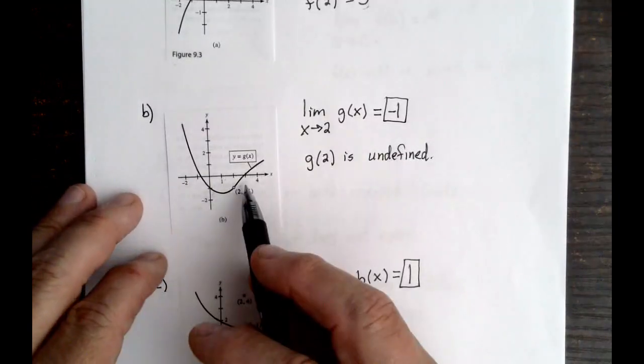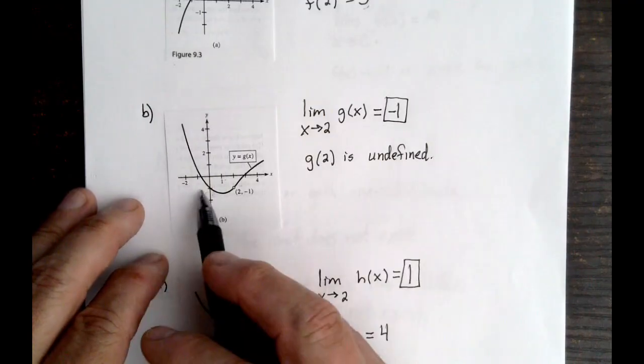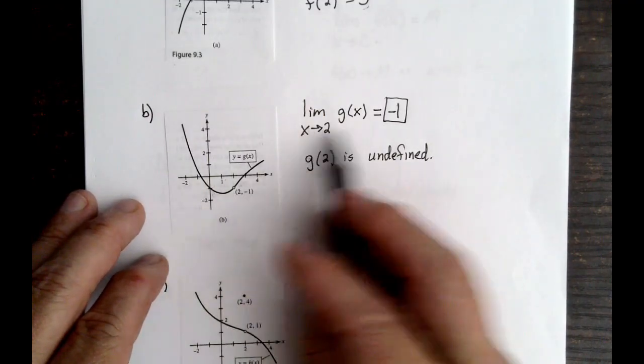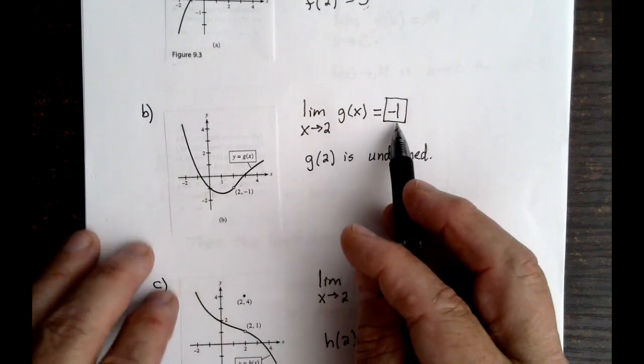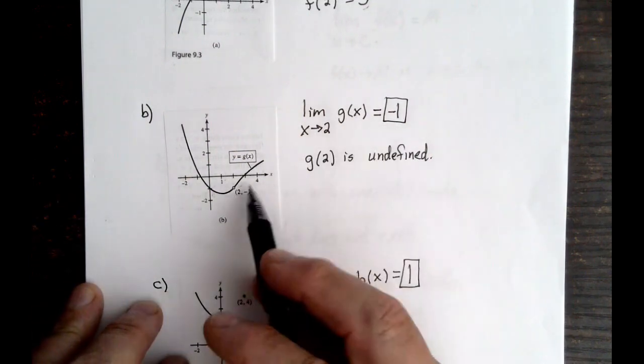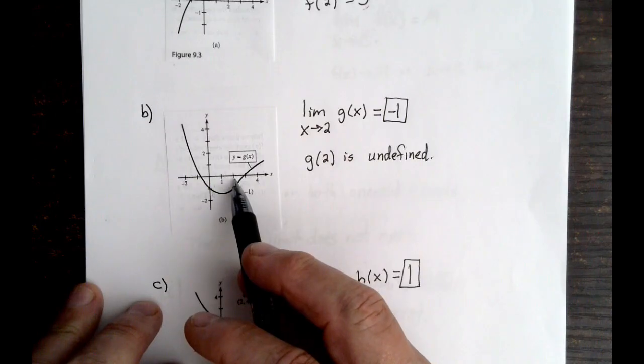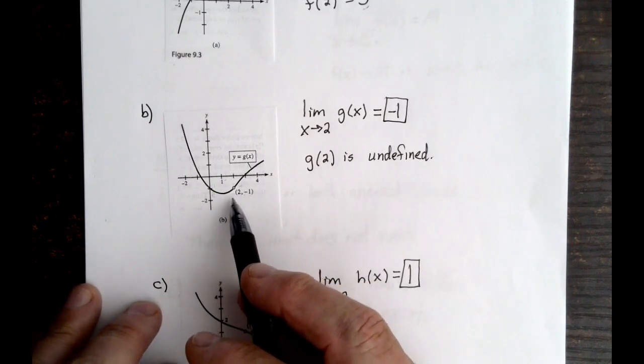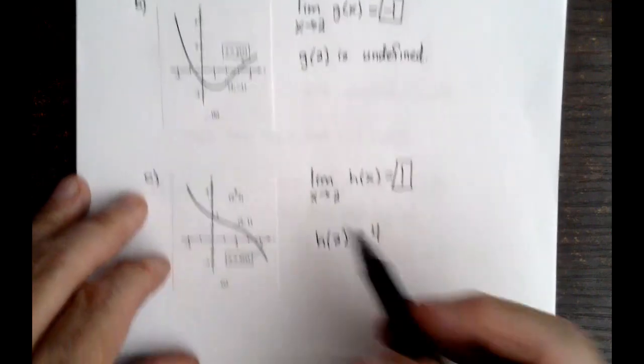Now this one, if you approach x equals 2 from the left and from the right, you're approaching a y value of negative 1. Okay, so the limit equals the y coordinate of negative 1. But notice, if you plug in 2 into the function, you don't get an answer because it's undefined. There's a hole there at 2.